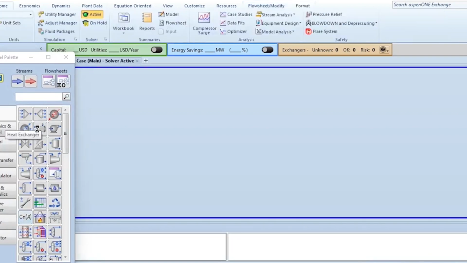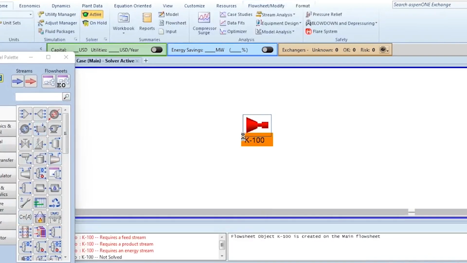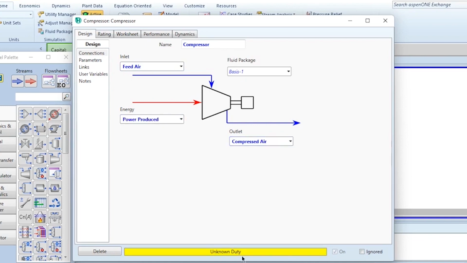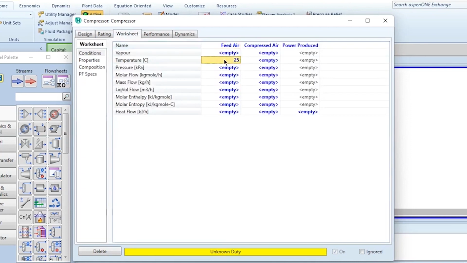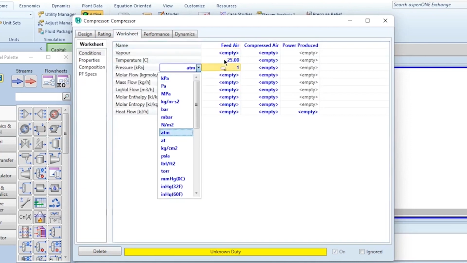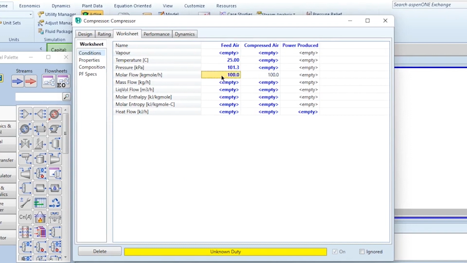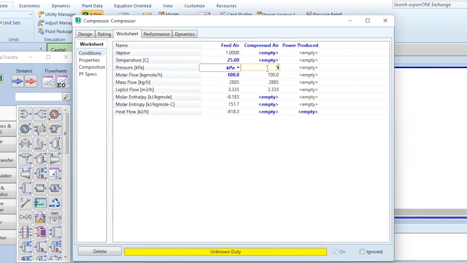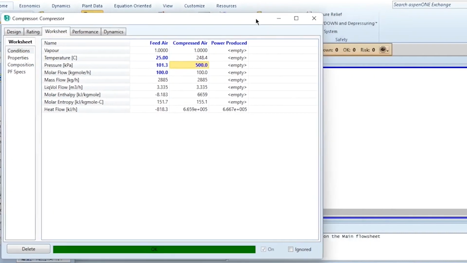Going to the simulation environment, selecting the compressor and doing the required connections, first changing its name to compressor. The feed is air, the outlet is compressed air, and there is a power stream, and as a result the bar turns yellow. Now we have to specify the properties: 25 degrees centigrade, 1 atm, 100 kg mole per hour, and if you double click it, 0.79 for nitrogen and 0.21 for oxygen, and specifying outlet pressure as 5 bar. And this is how the compressor is solved.